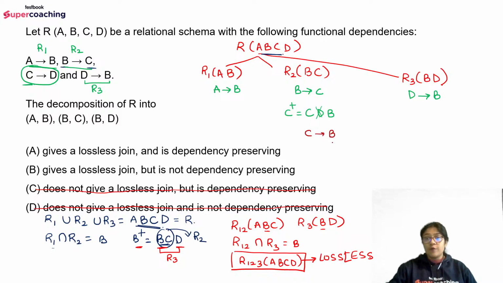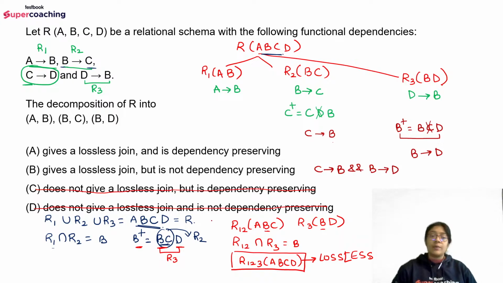So we'll check for B closure. Where will we check? Where there is a possibility of B and D coming. So let me find out B closure. B closure is B. B is determining C. C is determining D. We cannot take this one. B is determining D. This is a non-trivial functional dependency. So C determines B exists, and B determines D is also coming. So we can say that transitively C is determining D. So this dependency is also preserved. This dependency is preserved by R2.